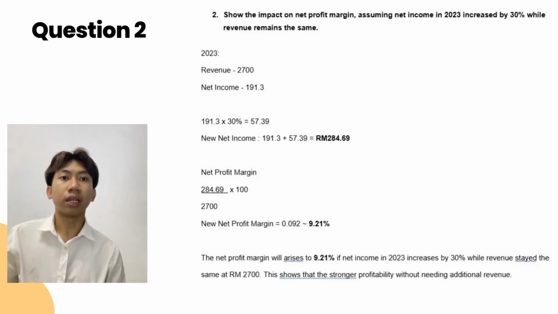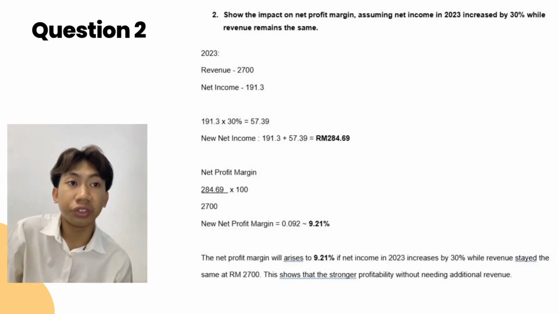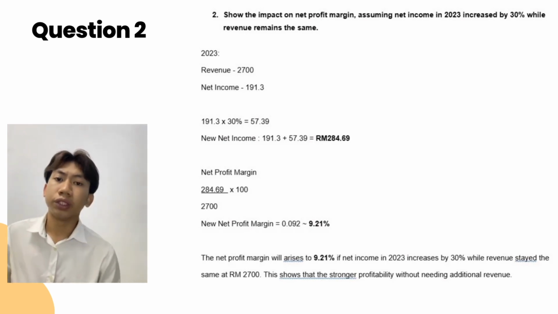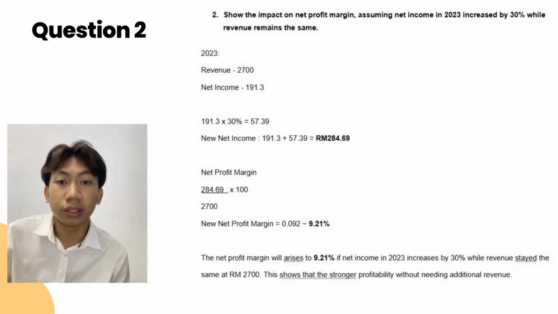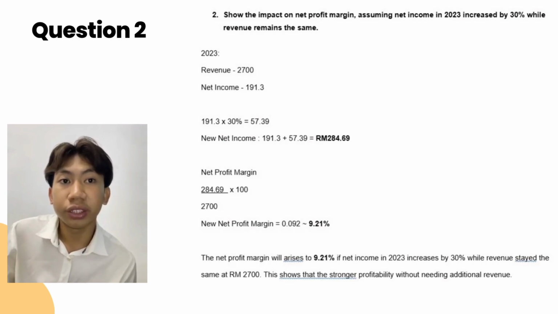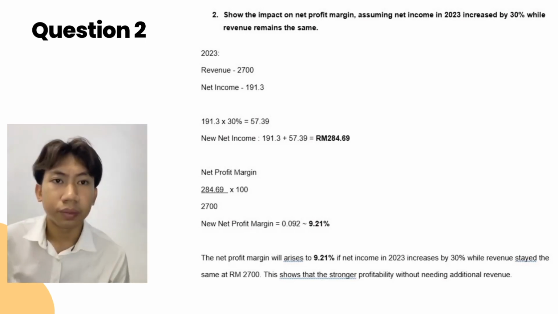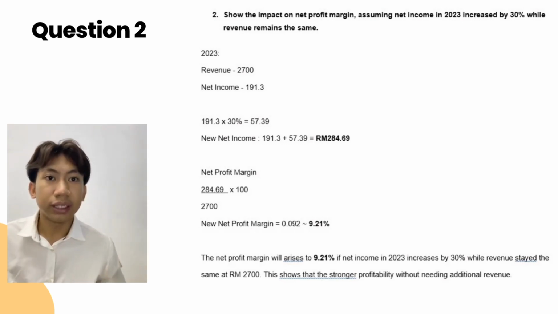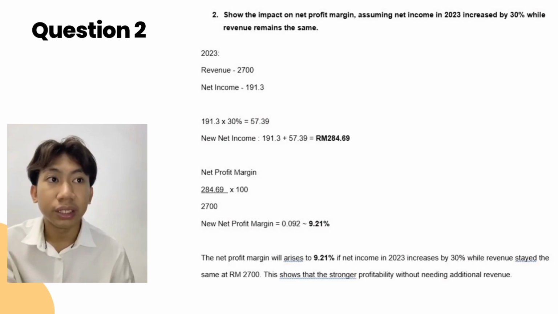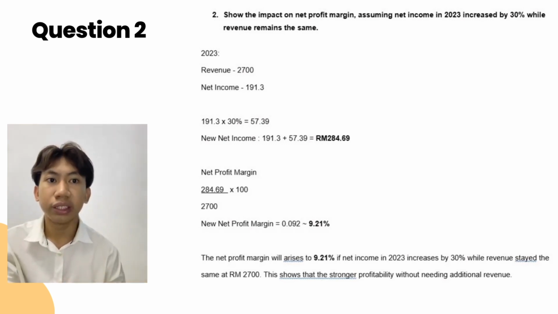So for the last question, show the impact on net profit margin assuming net income in 2023 increased by 30% while revenue remains the same. For 2023, the revenue is 2,700, while the net income is 191 ringgit and 30 cent. So this is how to calculate the net income. We multiply by the percent increase, then we get the new net income.